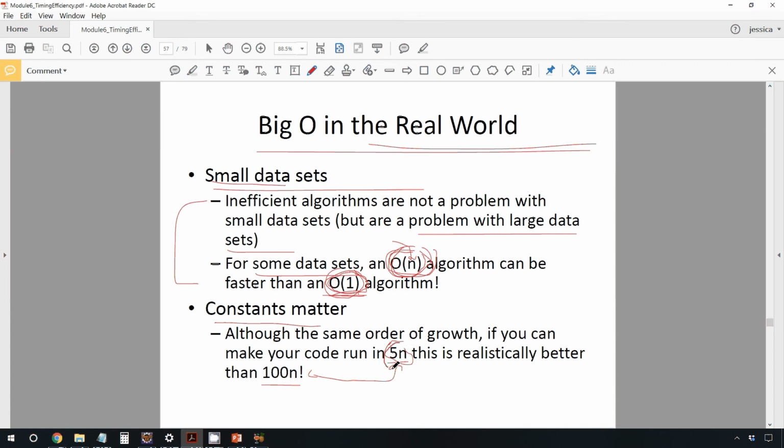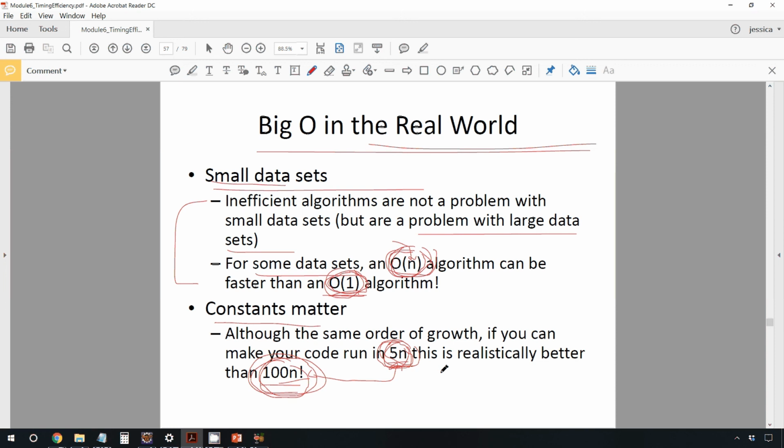The reason these are equally efficient is because they're going to grow at the same rate. When I double the size of n, this algorithm is going to increase at the same rate that this one does. So the change in execution time is going to be equal. But in terms of actually how long this is going to take to run, obviously 100n is going to take longer to run than 5n. So when you're thinking about just big O, you ignore those constants and those lower order terms. But once you are thinking about actual execution time, then you do want to try to minimize those things.